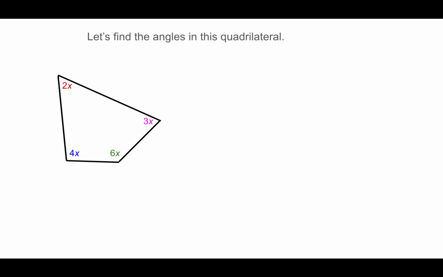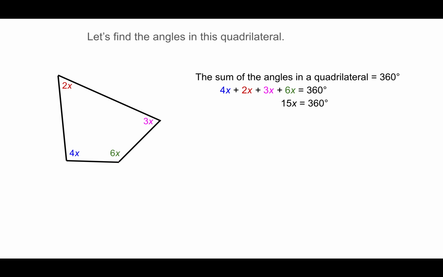So here's our first problem. We're going to try to find the angles in this quadrilateral. So we have to think about, what do we know about quadrilaterals? And we know that the sum of the angles always equals 360 degrees. So let's add our four angles together. We have our blue one, which is 4x, the red 2x, the pink 3x, and the green 6x. Let's combine our like terms, and we have a total of 15 x's. So 15x equals 360 degrees. Divide each side by 15, so x equals 24 degrees.